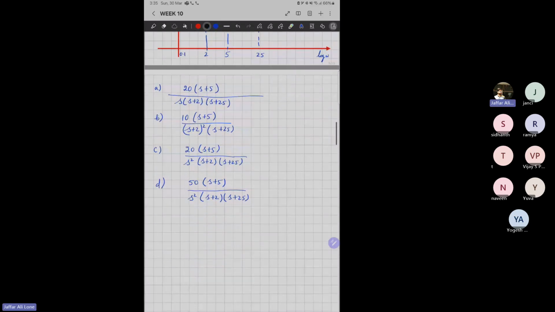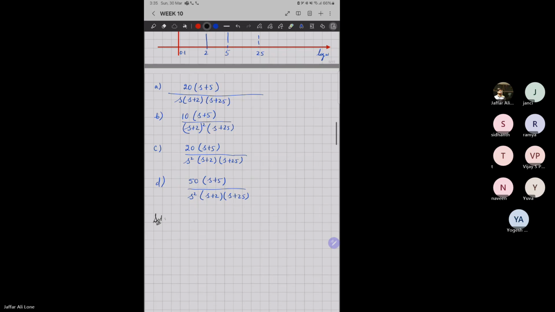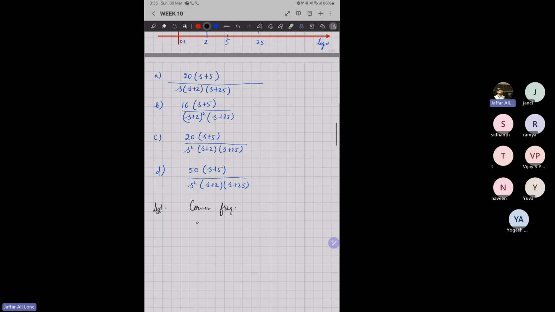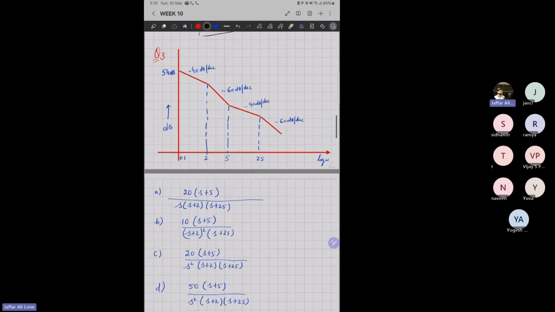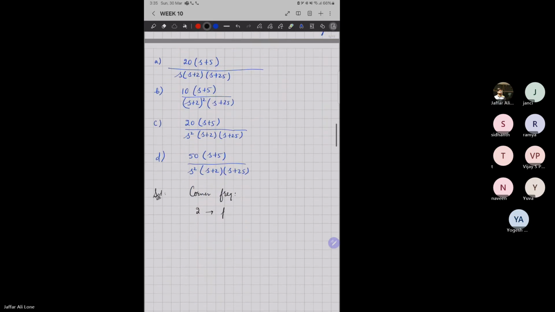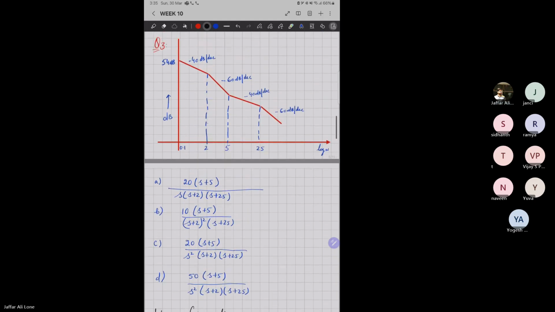To make it easier for you, corner frequencies. So I have a corner frequency at 2, which is a pole. Corner frequency at 5, which is a zero. Corner frequency at 25, which is a pole. They're all simple first order poles and zeros.